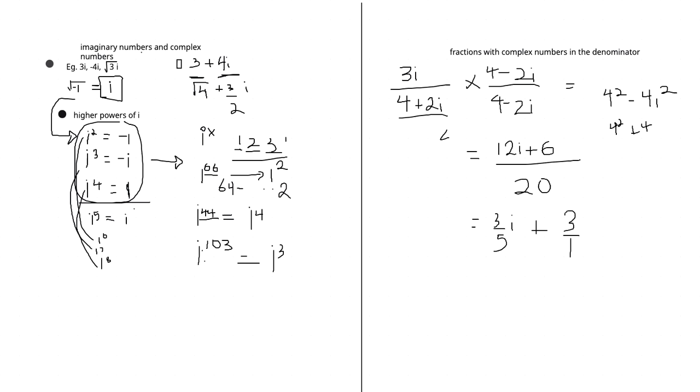Very simple. So to eliminate your complex number in the denominator, you multiply it by the conjugate, and then multiply the numerator also by the conjugate, and then you have this. And you have to be able to identify the perfect square below here to make your calculations easier.